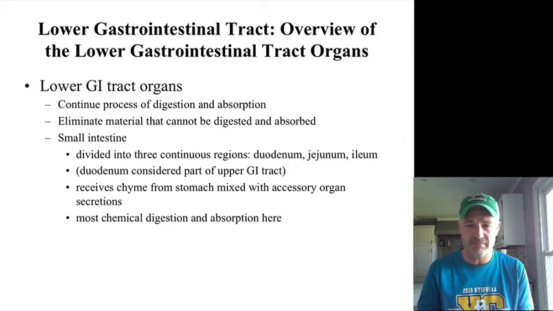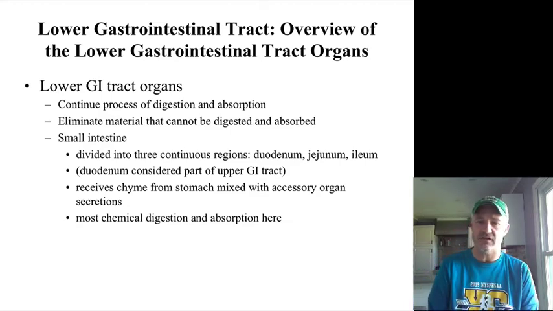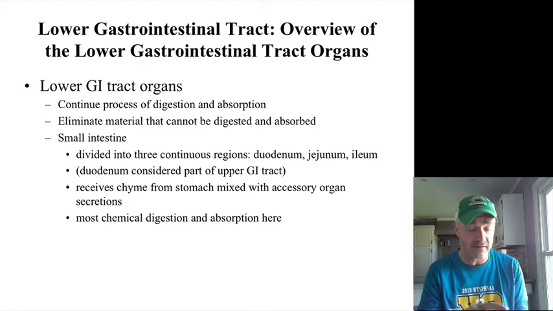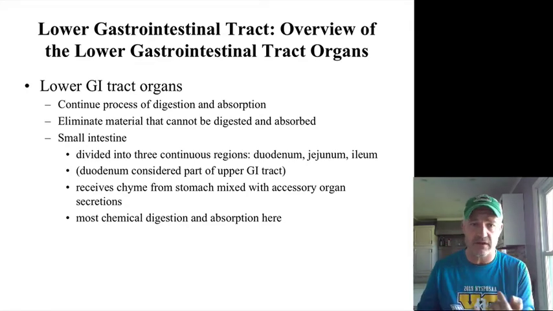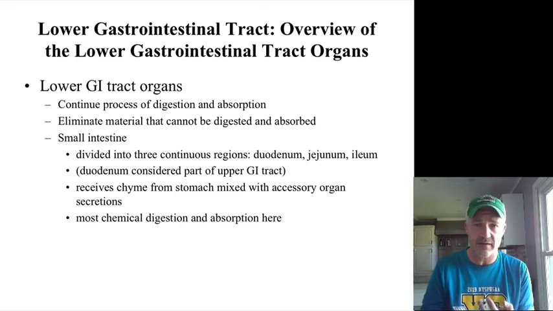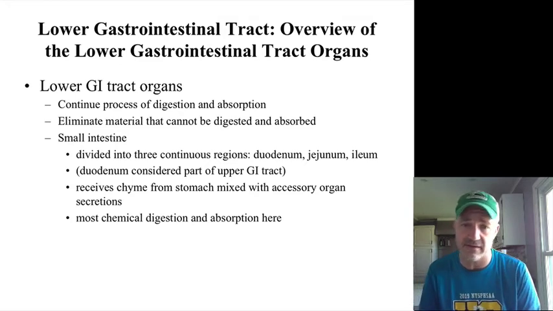Duodenum, sometimes considered part of the upper GI. It's also an interesting one in that it's one of the few parts of this that actually will go retroperitoneal for a little bit. Again, most of the chemical digestion of almost everything taking place here. So we're going to have different amylases breaking down carbs, other proteases breaking down proteins, nucleases breaking down nucleic acids, as well as lipases breaking down fats here.